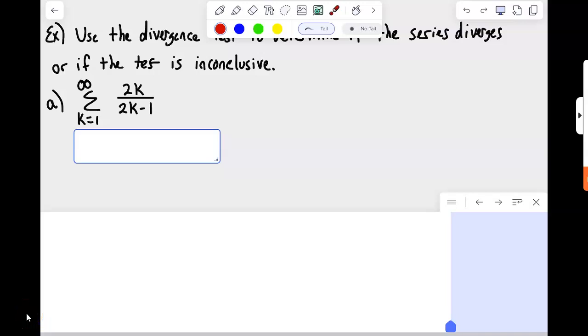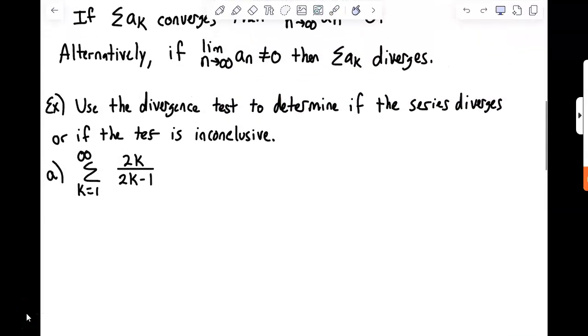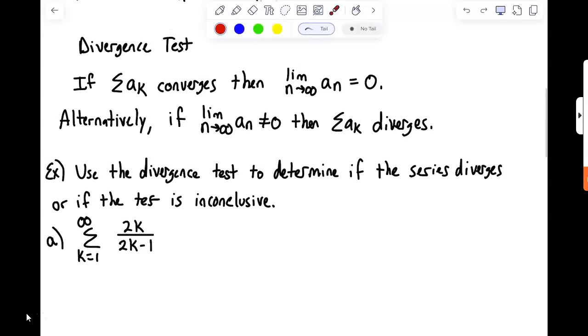Okay, so now we've talked about the divergence test. Basically, again, the idea is if the limit is not zero, then it diverges. Now, if the limit is zero, then maybe it converges, maybe it doesn't. We can't tell. But we know it must be zero. Otherwise, it can't converge. Okay, so if we get a result where the limit is zero, then the test is inconclusive. But if we get a non-zero result when we do the limit, then we know the series will diverge.